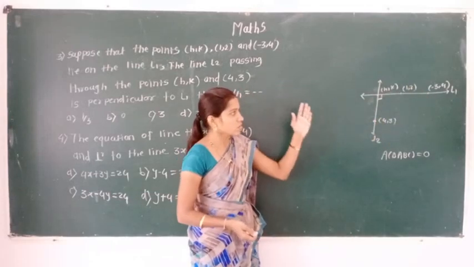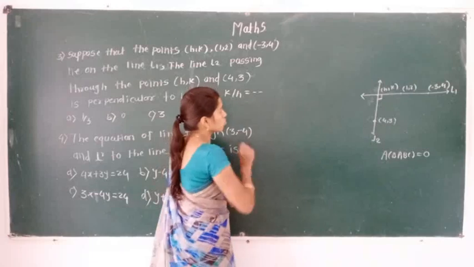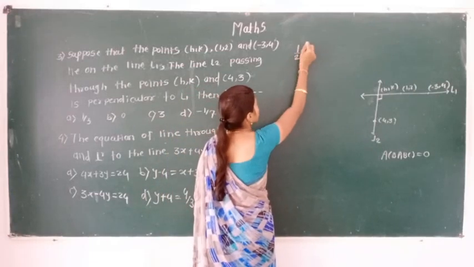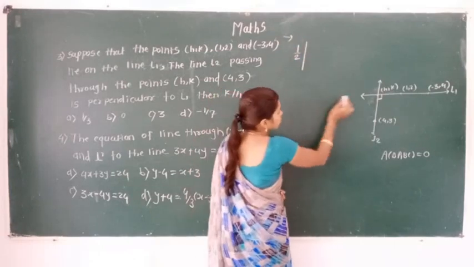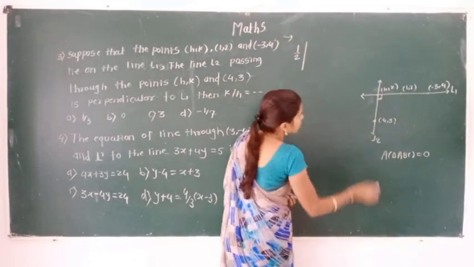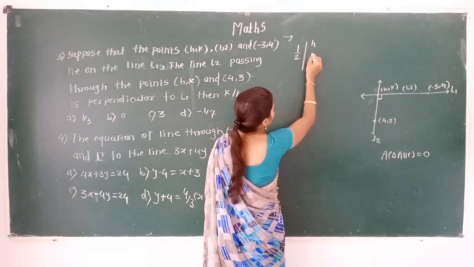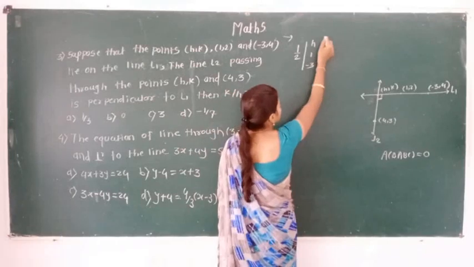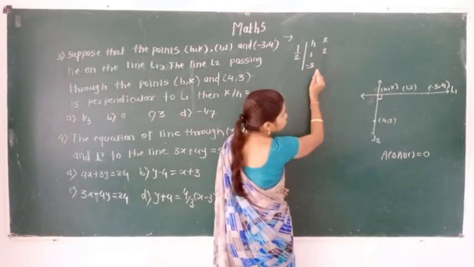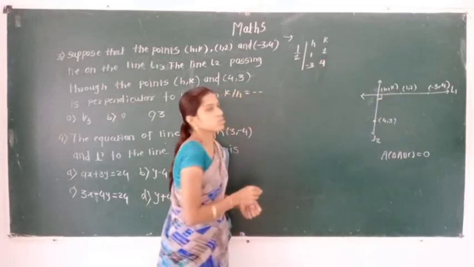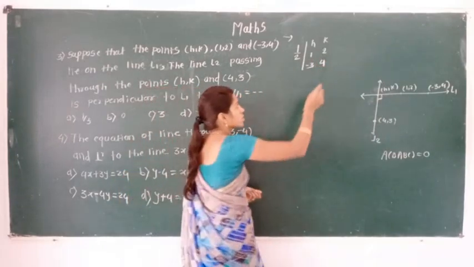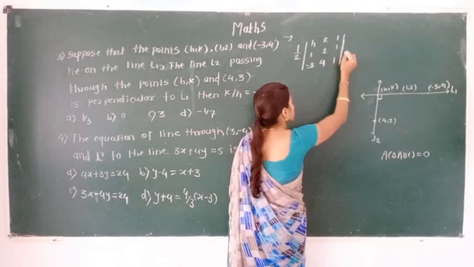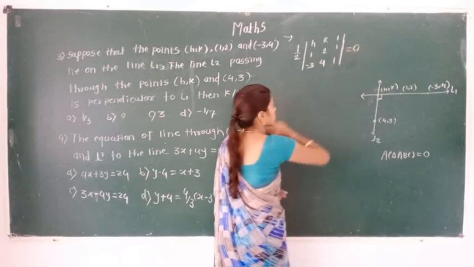It means that their area is 0. So we know that the formula for the area of a triangle is half into, write down the x coordinates of all points: h, 1, minus 3, the y coordinates: k, 2, 4, and in the third column we always take 1, 1, 1. Okay, now these 3 points are collinear, so their area is 0.